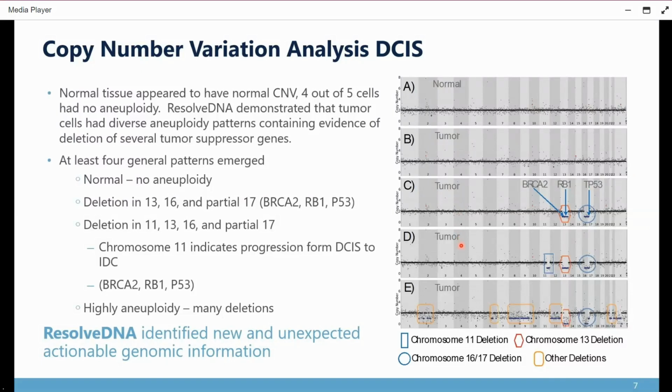And when we get to tumor 4, labeled as E, we identify other deletion events with the Resolve DNA chemistry in chromosome 11 that were not expected to be seen. As part of our collaboration, we were identifying new and unexpected actionable genomic information, meaning that in this particular individual, these cells enabled a change in the treatment regime of that particular subject.